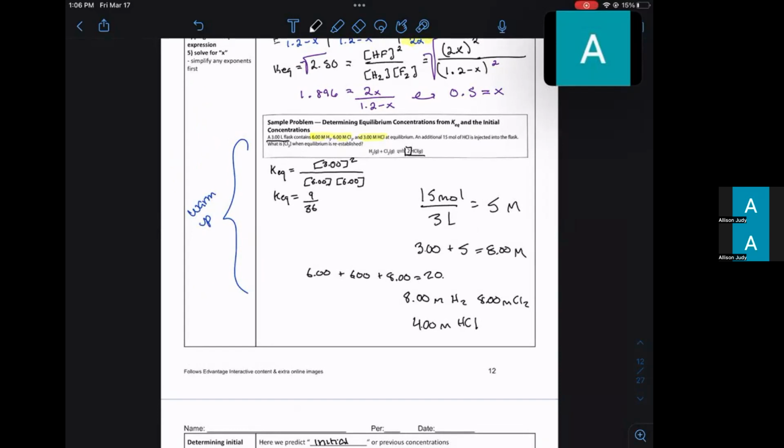Want to give everyone a moment just to work on it together? Do you all want a moment just to work on it? I'm not sure how useful that will be, but yeah, see if you can solve it with an ice table using initial concentrations from after they've added the 15 moles. So 6 molar, 6 molar, and 8 molar.